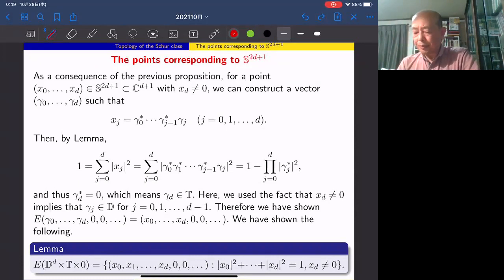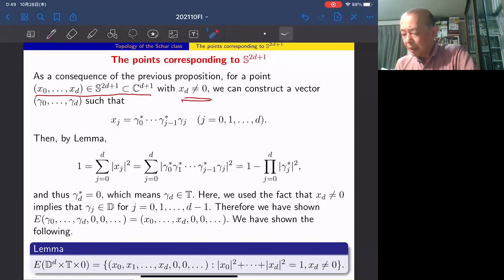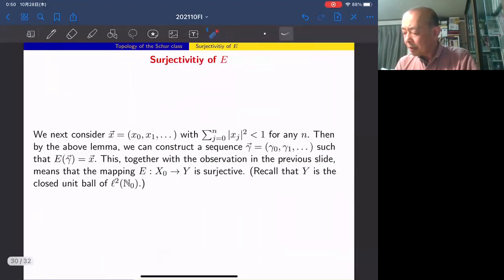So this slide corresponds to the second assertion of the main theorem. If we have the point here with this condition, then as we saw before, we can construct the sequence x_j, and if this is contained in the sphere, then actually we have this relation. This means gamma_d star is 0. That means gamma_d is in the unit circle. So this is, in some sense, the key point of the result. And by using this lemma, we have this part of the main theorem.